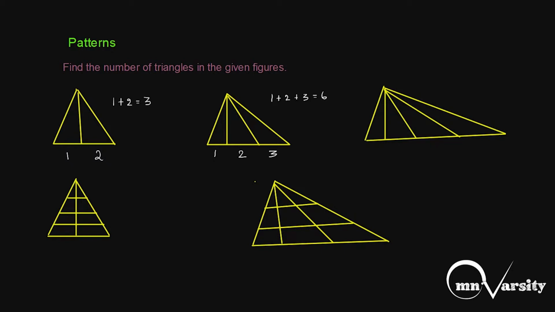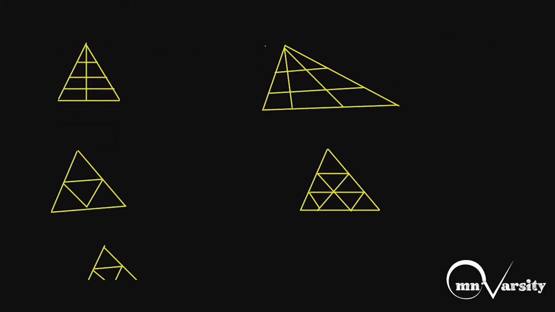For the next one, I'm going to write 1, 2, 3 and 4, which will add up to 1 plus 2 plus 3 plus 4, which will give us 10 triangles in the figure. Let's see another kind of problem.